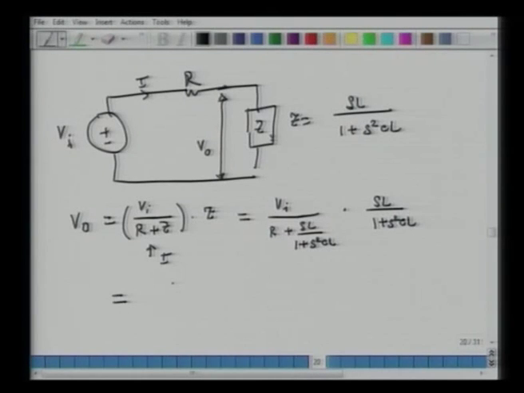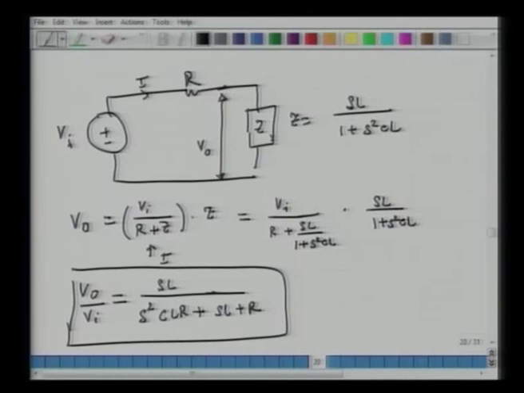So if I do this entire math carefully, my final relation is V naught over Vi equals SL over S square CLR plus SL plus R. So I know now I can multiply this by Vi and take its real component, and I can figure out what my actual voltage is going to be.